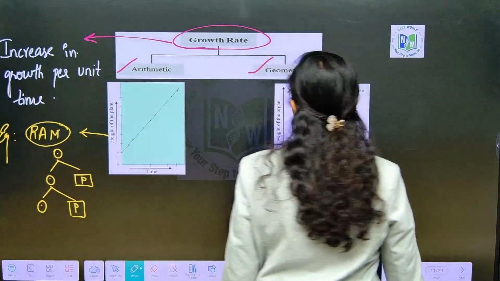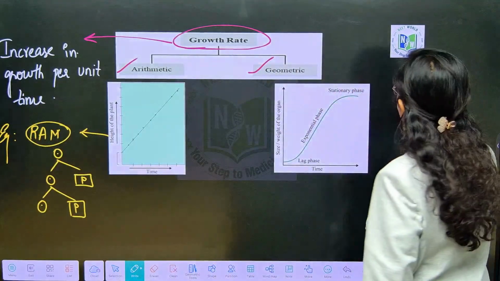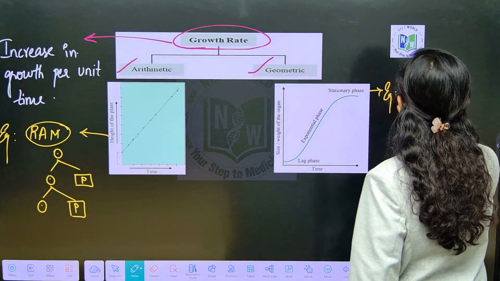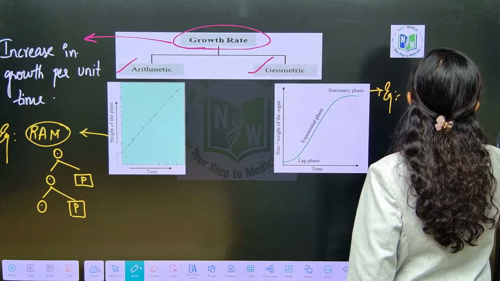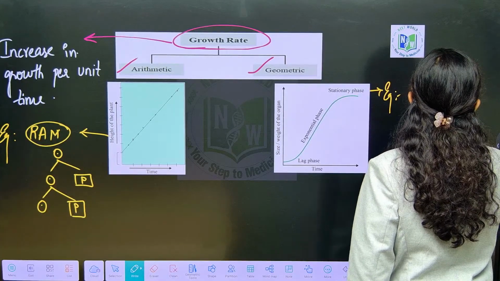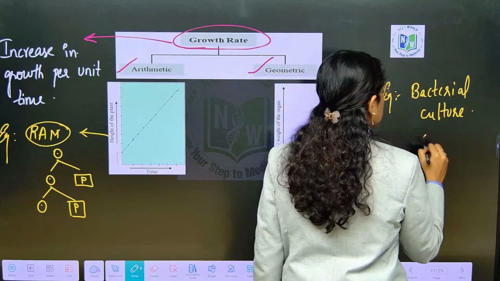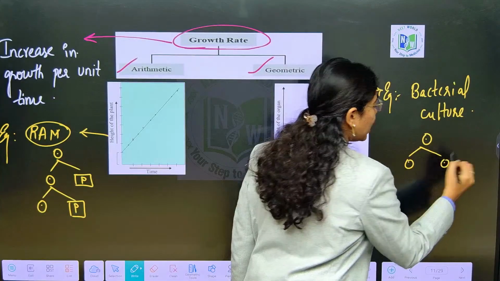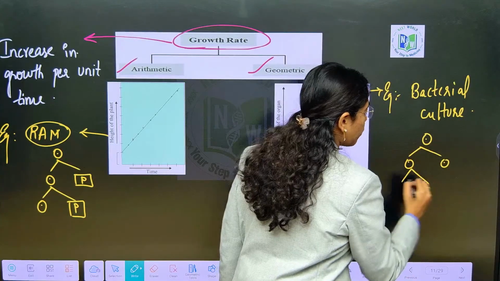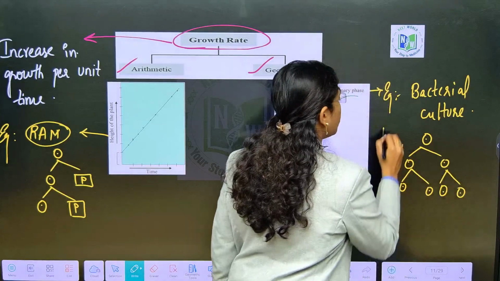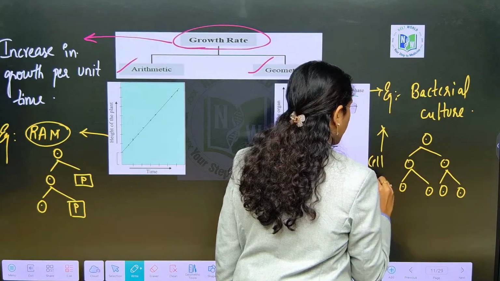Now, the geometric growth rate is observed mostly in bacterial culture, where a single cell divides into two cells. Each cell is meristematic and each cell will further undergo cell division. Thereby, there will be a huge increase in cell number.